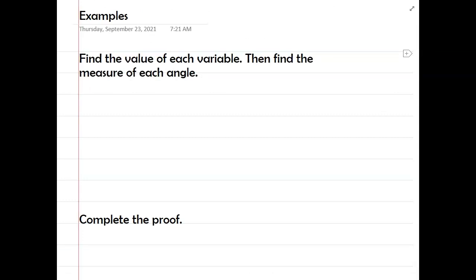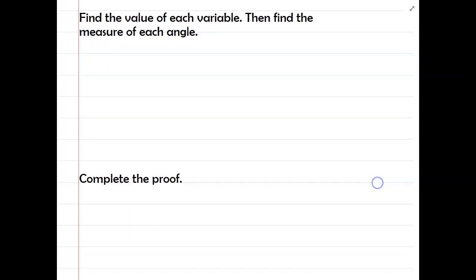All right, so first thing, we want to find the value of each variable, then find the measure of each angle. When you get to your homework, it's going to do this in 2 separate steps. The first problem will say find the value of each variable, and the next 2 problems say find the angles. So we're just going to do it all in one. So, number 1, let's draw a picture of intersecting lines.